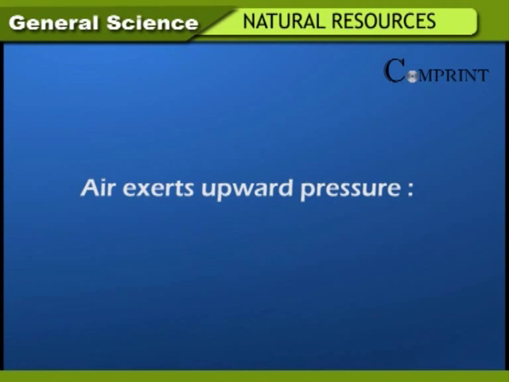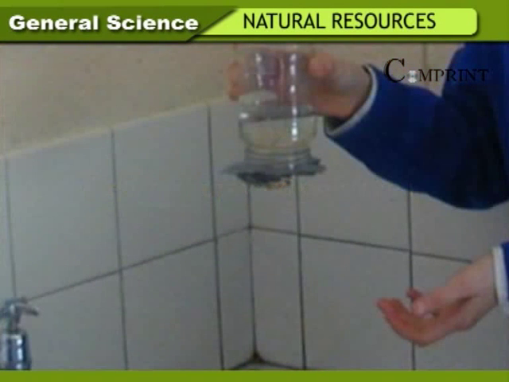Air exerts upward pressure. Fill the glass tumbler completely with water up to the brim. Place the paper over it and invert the glass with paper. It is because the air from below is exerting pressure and this pressure is supporting the paper. This is called upward pressure of air.